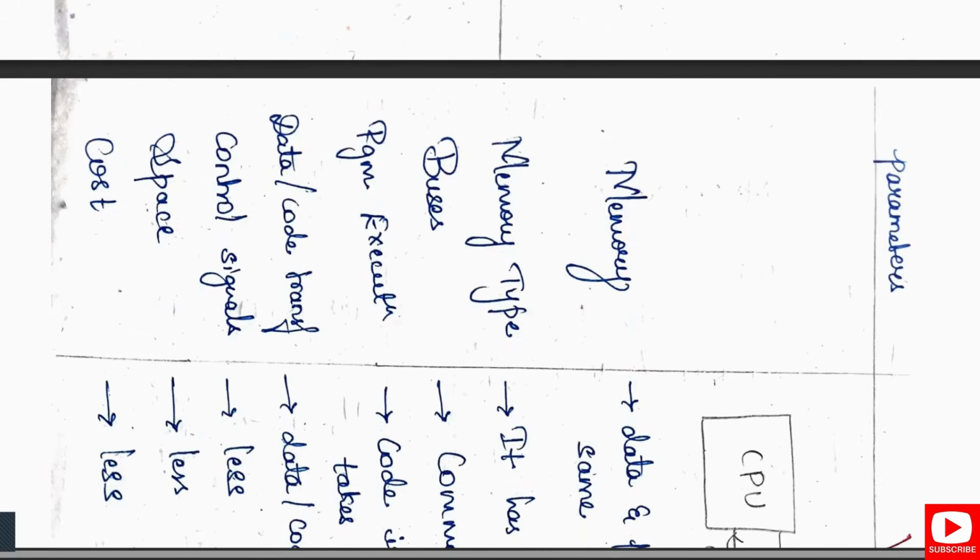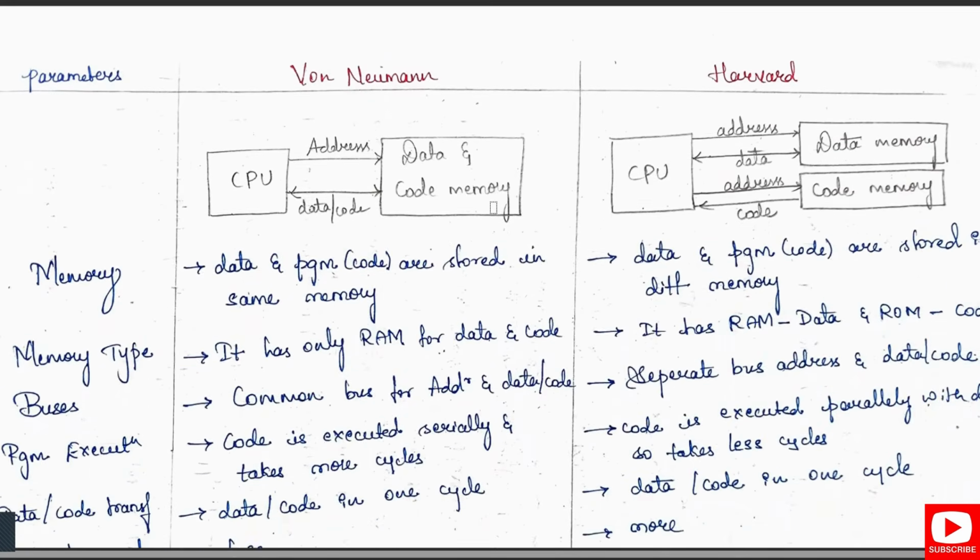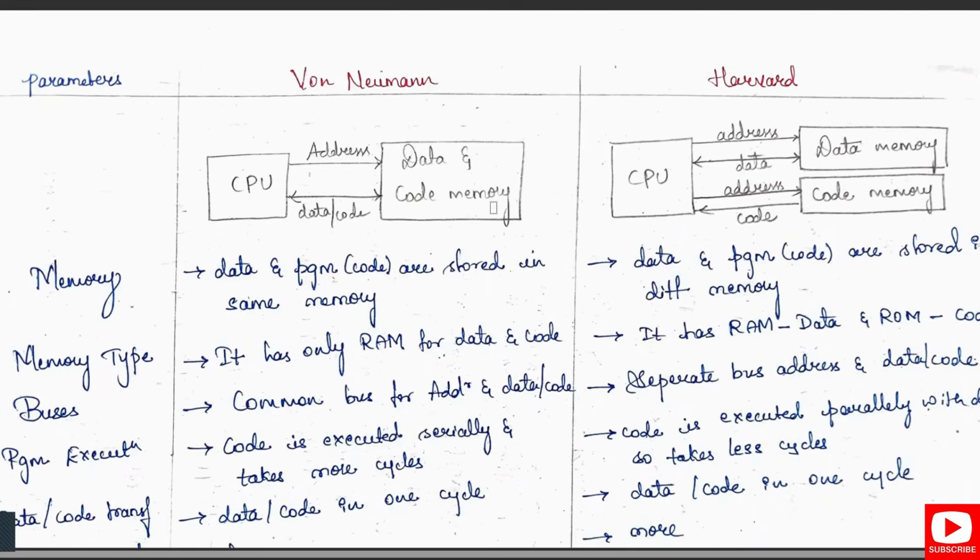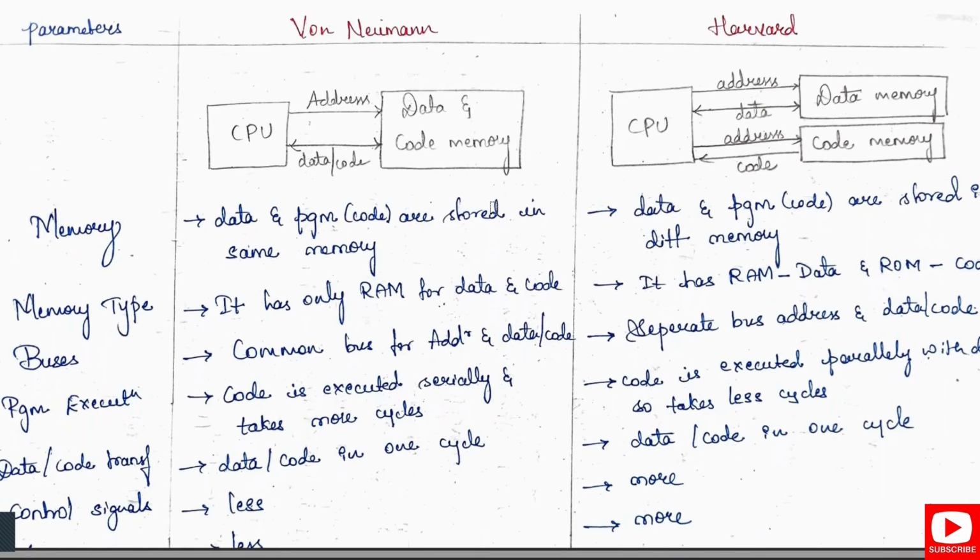Next is the difference between Von Neumann and Harvard architecture. We are going to differentiate them based on parameters. Firstly, the diagram. In Von Neumann, it has only one address line and one data line for both the data and code memory. In Harvard, the CPU has separate address and data lines for the data memory, and separate address and code lines for the code memory.